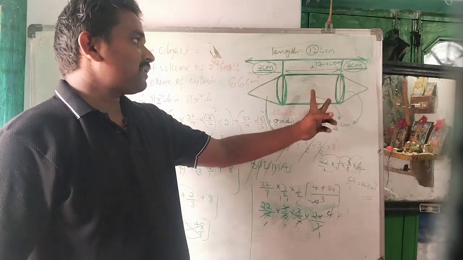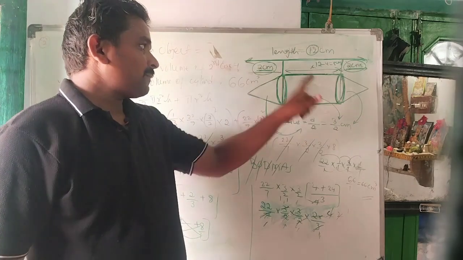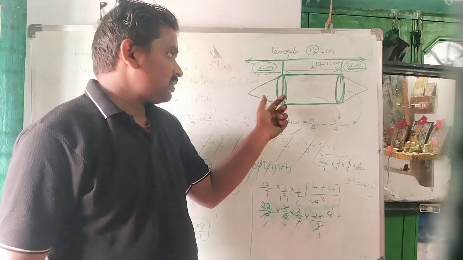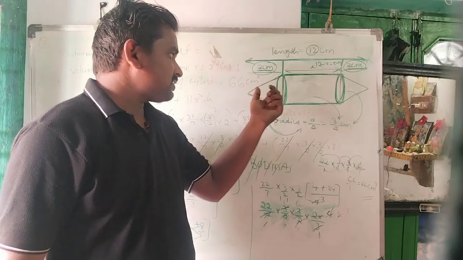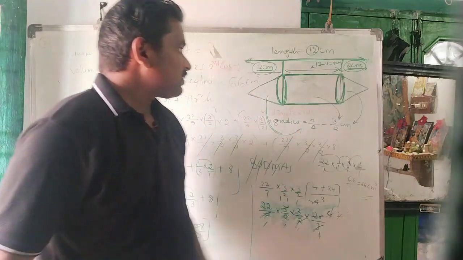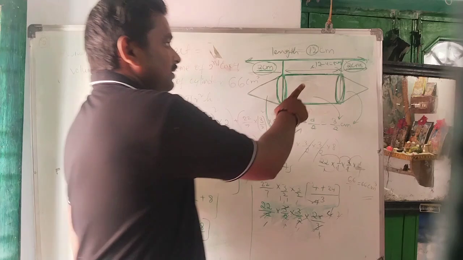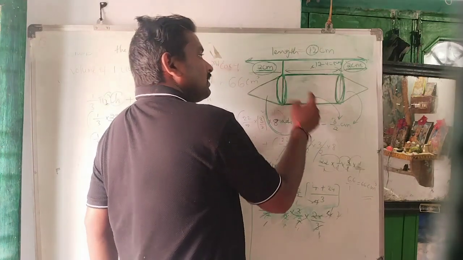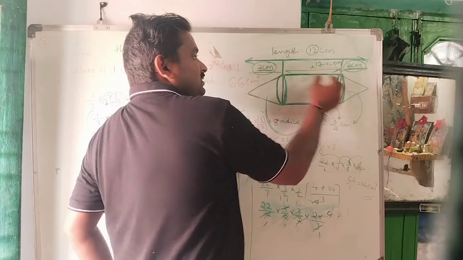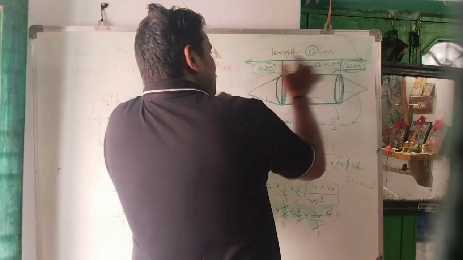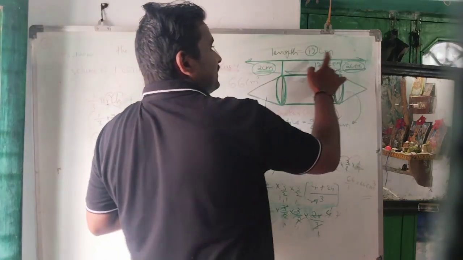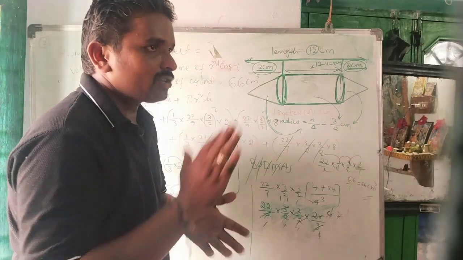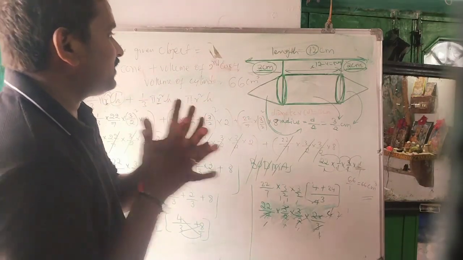Here one cylinder was given. The cylinder has two ends. At the two ends we placed two cones. Their measurements are given. The cone diameter is 3. The cone height is given as 2 centimeters. This cone height is given 2 centimeters, and total object length is given 12 centimeters. The question is to find the volume of the given figure.